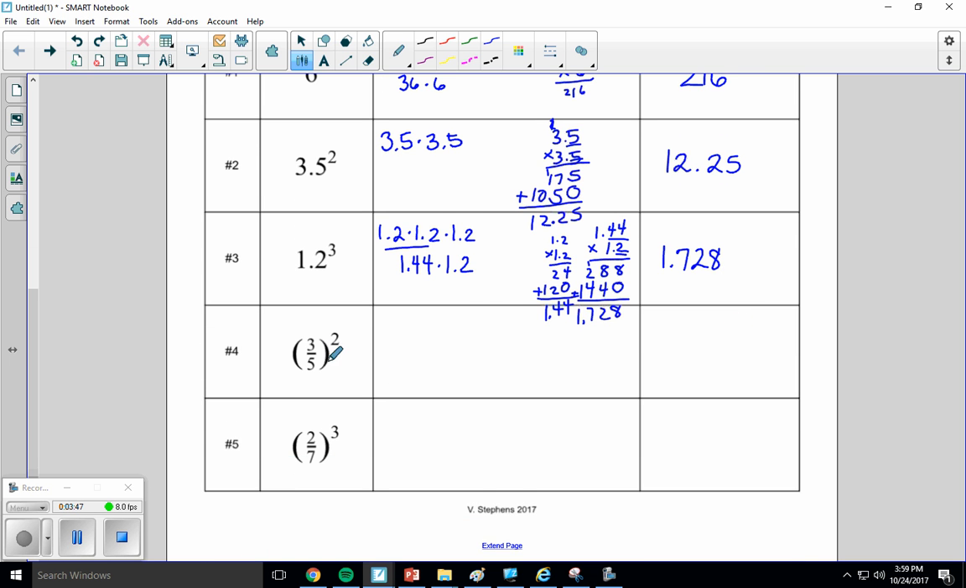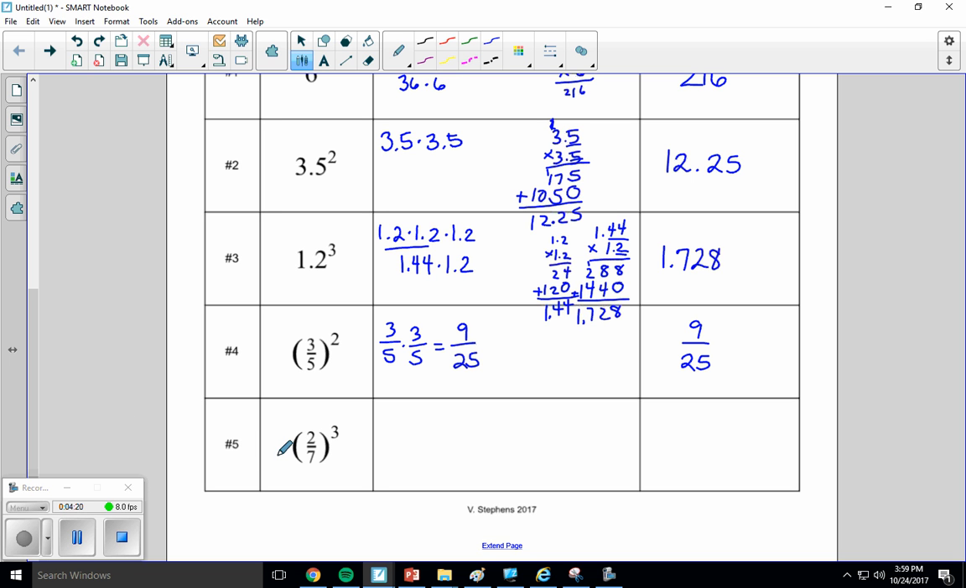Let's use the same process with exponents and apply it to fractions. 3/5 squared means 3/5 times 3/5. We know when we're multiplying fractions, we multiply straight across. And first, let's check if we can cross cancel. I cannot cross cancel here, so let's multiply straight across. 3 times 3 is 9. 5 times 5 is 25. That cannot be reduced, so your final answer is 9/25.